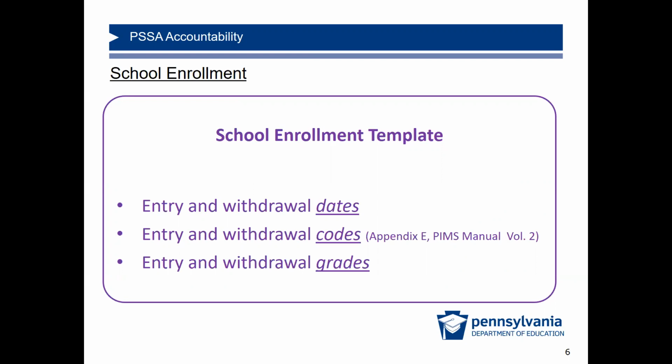Here are two examples. The last days of the testing windows for the 2019 PSSAs are April 26th for ELA and May 3rd for Math and Science. If a student changes school buildings within a school year and uses withdrawal code WD11 or WD12, it will not be factored into making the determination of FAY status. Withdrawal codes can be found in Appendix E of the PIMS Manual, Volume 2. These two withdrawal codes are not considered when PDE makes a determination of a student's continuous enrollment calculation, showing full academic year status.